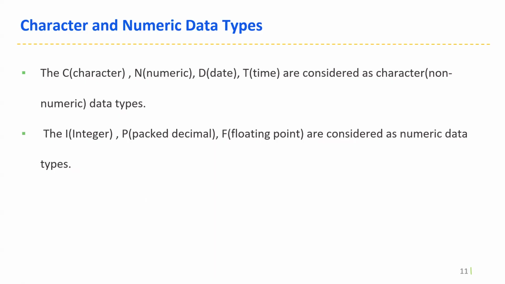Character, numeric, date, time, these are considered as character data types. Character data type is nothing but where we don't perform any arithmetical calculations. So those are non-numeric data types. The other ones, integer, packed decimal, floating point, are considered as numeric data types, where we do actual calculations. I'll explain non-numeric data types today, all the syntax like character, numeric, date, time in today's session.